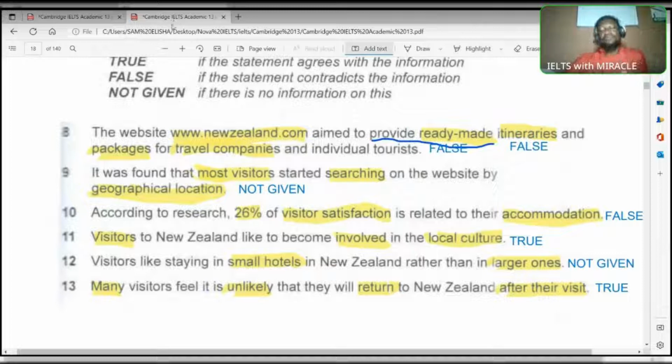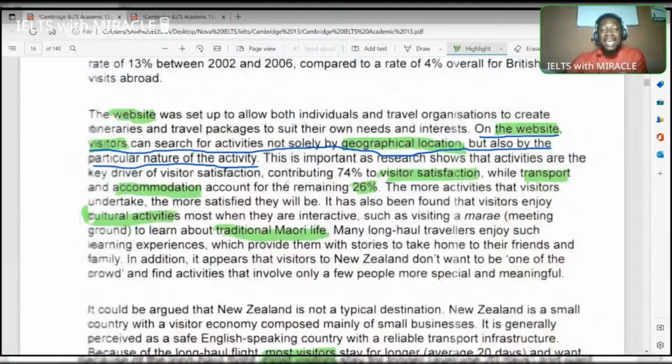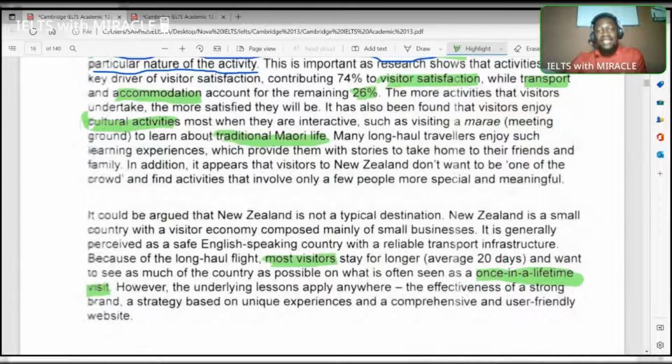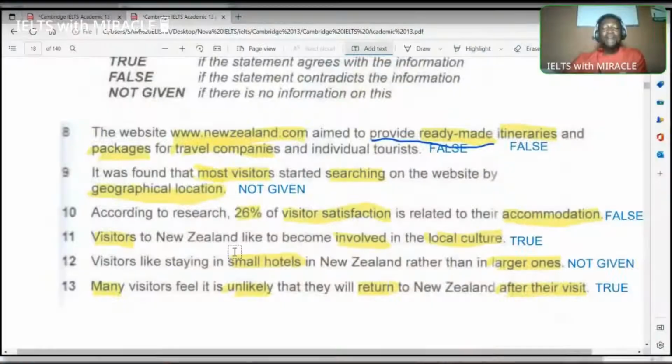Also notice what happened to number 11. It is still in paragraph 6, in the next sentence also. Then you see that number 12 was not even found, so it's not given. But then number 13 lies in the last paragraph.